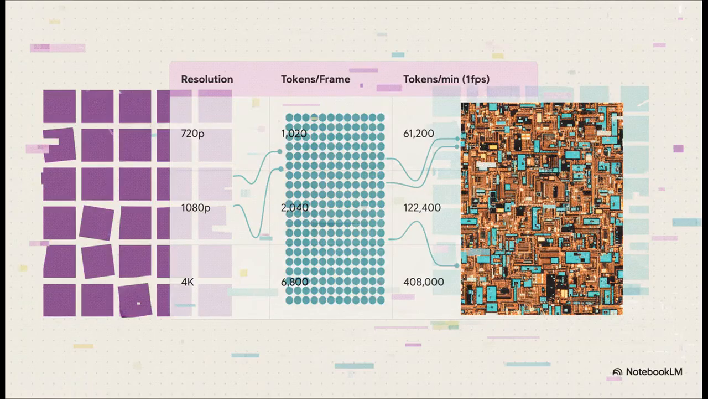So how does the visual pricing even work? It's all about resolution. See, the AI doesn't see a whole image at once. It breaks every single frame into smaller pieces or tiles to analyze it. So the higher the resolution, the more tiles it needs. Just moving from 720p to 1080p, that doubles the tokens per frame. And jumping up to 4K causes a massive spike in your cost.